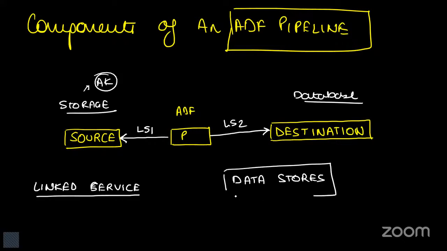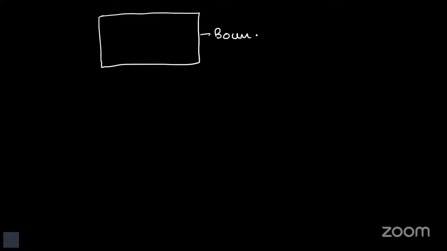All right. If you want to connect to a data store, you use a linked service. Now, understanding how linked services work is also very important. Let's say this is the perimeter of your house. This is like the boundary wall. And inside the boundary wall, you have the house constructed.